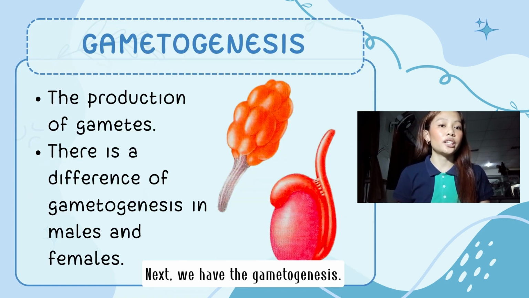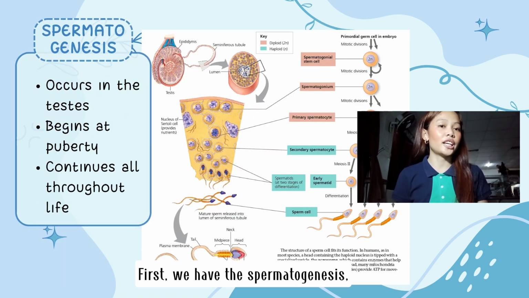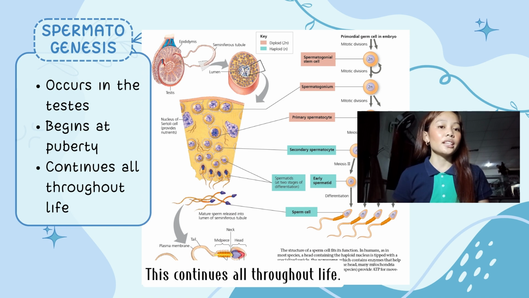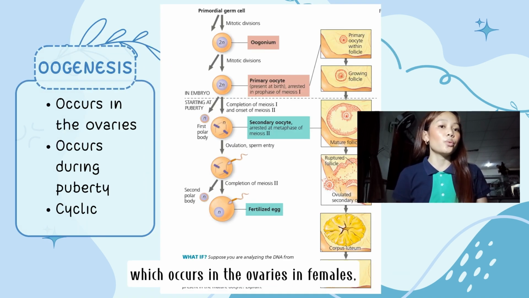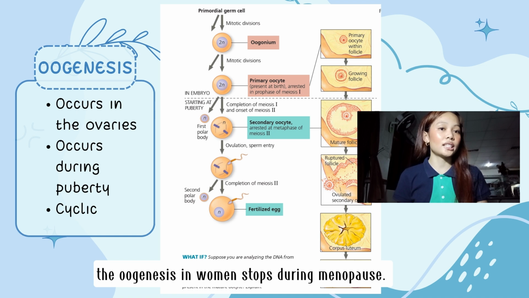Next, we have gametogenesis, or the production of gametes. It is different in males and females. First, we have spermatogenesis, which occurs in the testes, in the seminiferous tubules of males, and begins at puberty. This continues all throughout life. Next, we have oogenesis, which occurs in the ovaries in females. It also begins during puberty. However, unlike males, oogenesis in women stops during menopause.